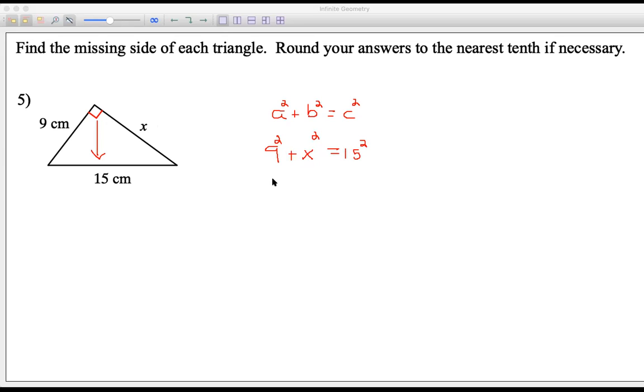By PEMDAS, you do subtraction first. You do exponents. So do the exponents. Yeah, 15 squared is... And we can't do anything with the x squared. Now let's solve. What's the first thing?